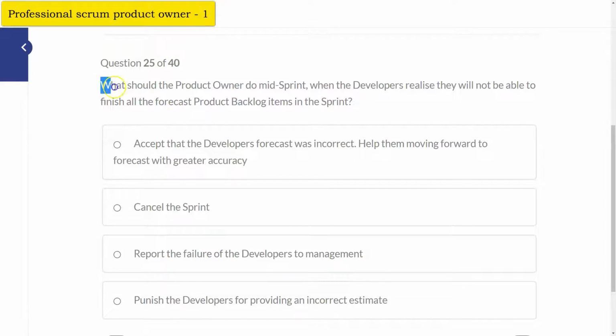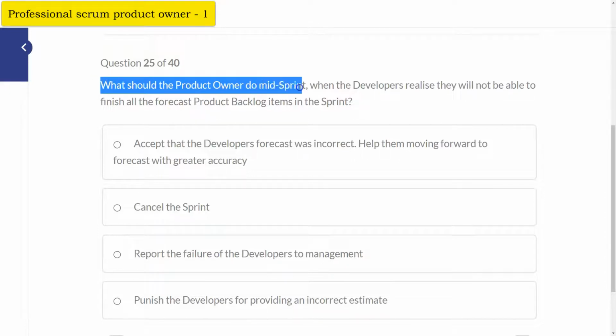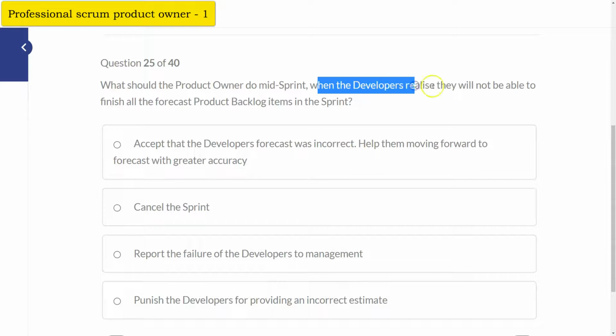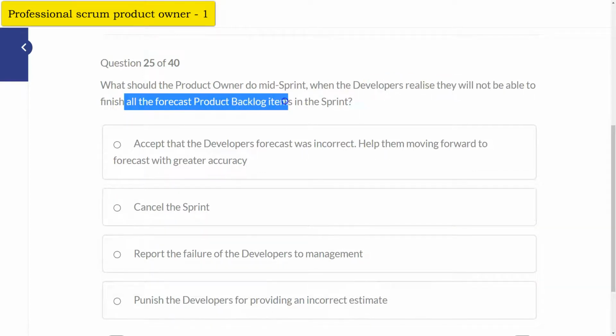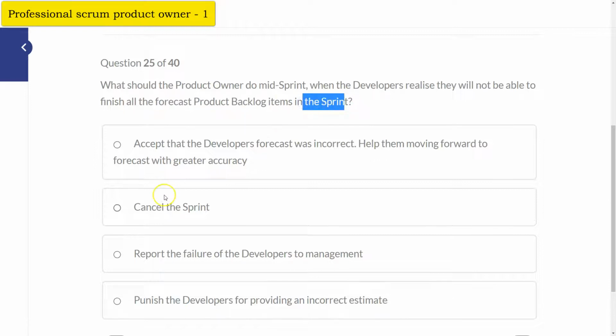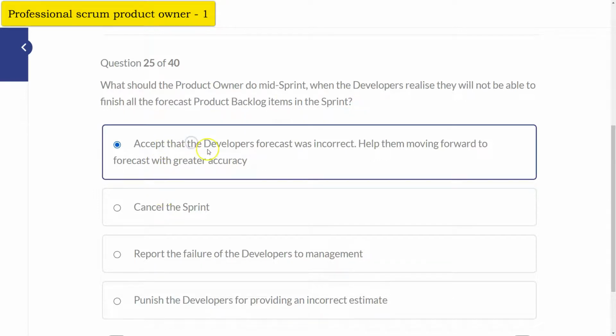Next question. What should the product owner do mid-sprint when the developers realize they will not be able to finish all the forecast product backlog items in the sprint? So the correct answer is accept that the developer's forecast was incorrect. Help them moving forward to forecast with greater accuracy. Alright guys.